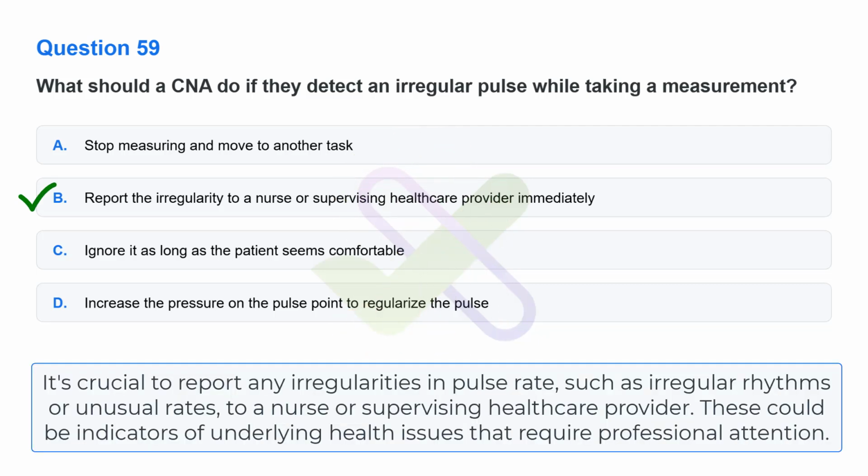The correct answer is B. Report the irregularity to a nurse or supervising healthcare provider immediately. It's crucial to report any irregularities in pulse rate, such as irregular rhythms or unusual rates, to a nurse or supervising healthcare provider. These could be indicators of underlying health issues that require professional attention.